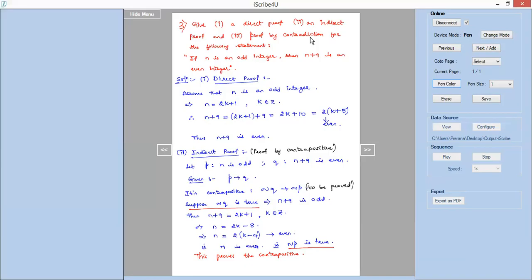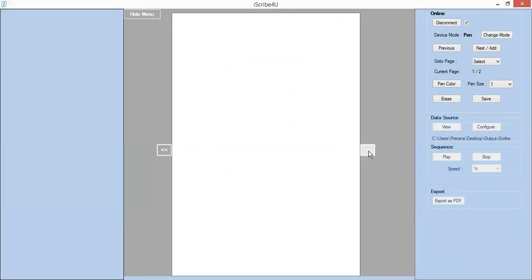In the last problem we checked how to do proof by contradiction. Let us see the same thing now. This is the third part for us: proof by contradiction. Let P be the statement n is odd and Q be the statement n plus 9 is even.